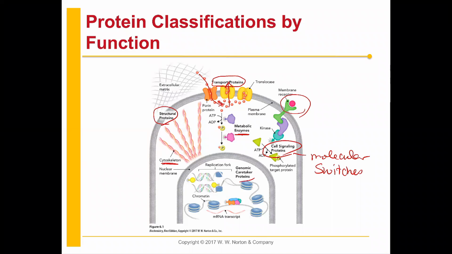Then we have our genomic caretaker proteins. Our genomic caretaker proteins have a twofold job. They need to take care of the integrity of the genome, but they also need to make sure that genomic information is accessible so that the cell can do what it needs to do and get that information.